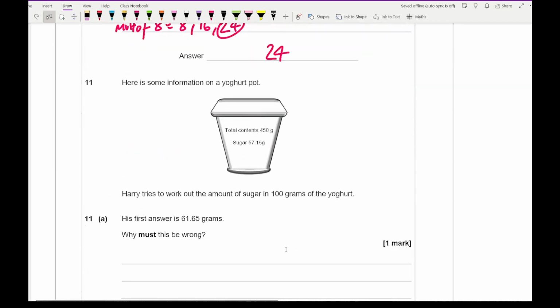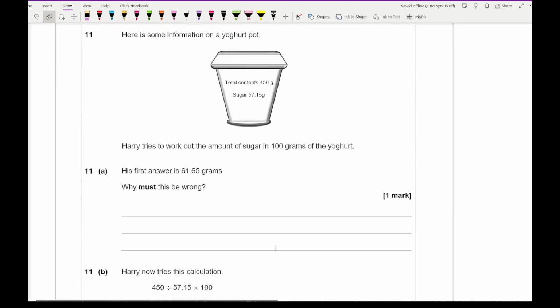Moving on to question 11, it says here is some information on a yogurt pot, and it says total contents is 450 grams, and of those 57.15 grams is sugar. Harry tries to work out the amount of sugar in 100 grams of yogurt. His first answer is 61.65 grams. Why must he be wrong?